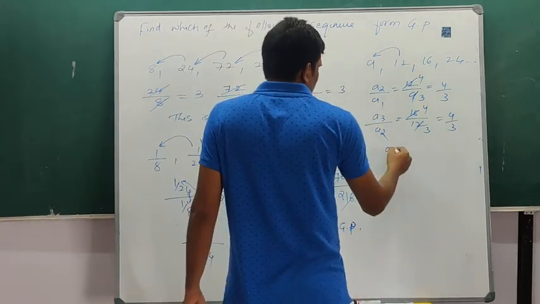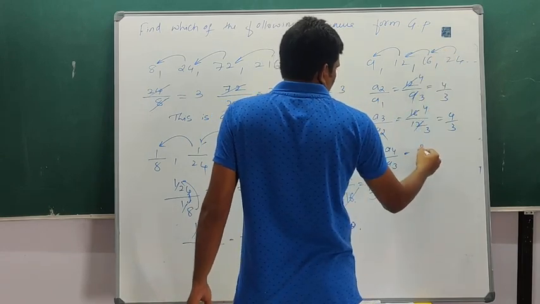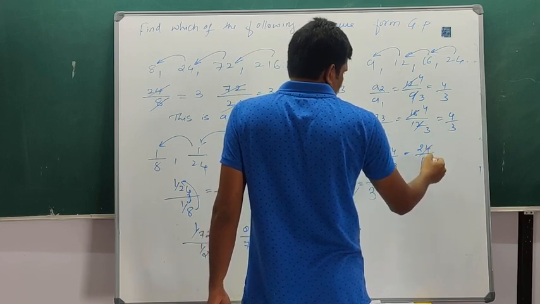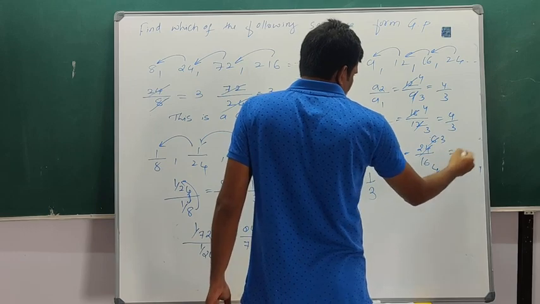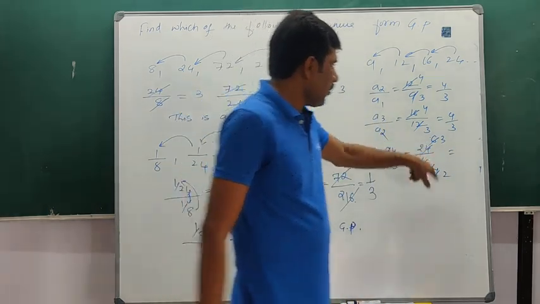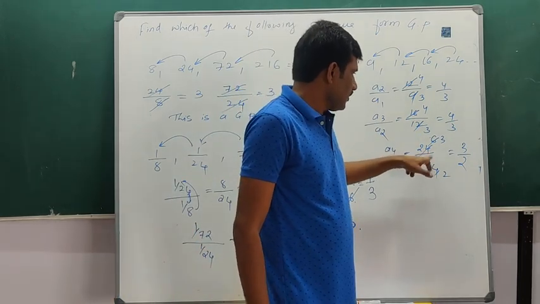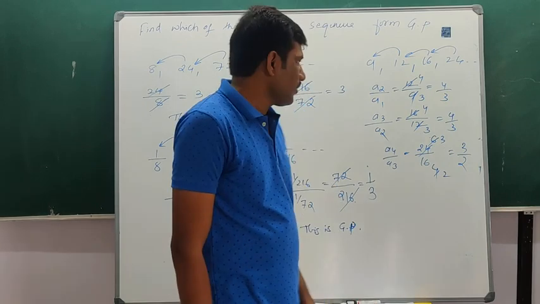Then fourth term divided by third term. So next, 24 divided by 16. 8 3s are 24, 8 2s are 16. So that is 3 by 2. So 8 3s are 24, 8 2s are 16. Then 2 3s are 6, 2 2s are 4. That is equal to how much? 3 by 2.